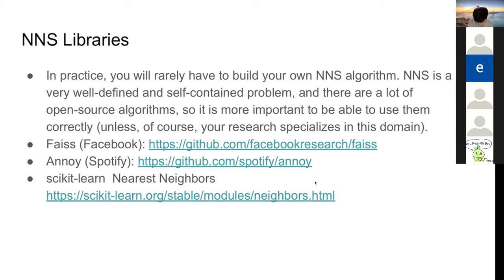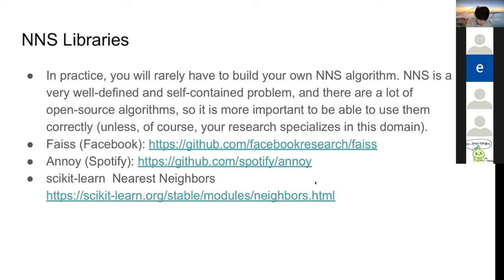Okay, so nearest neighbor search is actually not just limited to question answering, but it's being used in many different applications that you probably don't want to build your own nearest neighbor search algorithm. Whether you want to use open source ones, it's pretty important to do so because it's a kind of self-contained problem, so why not?